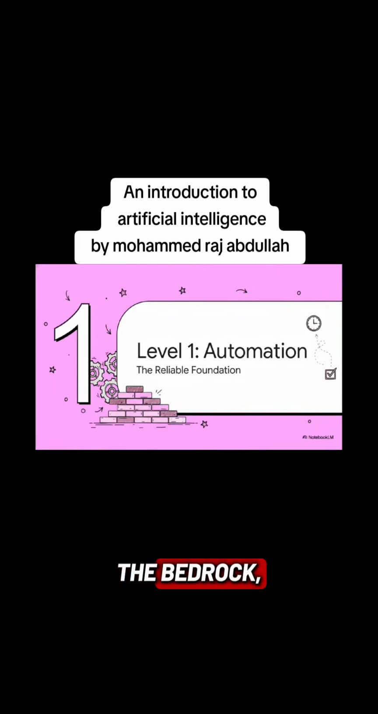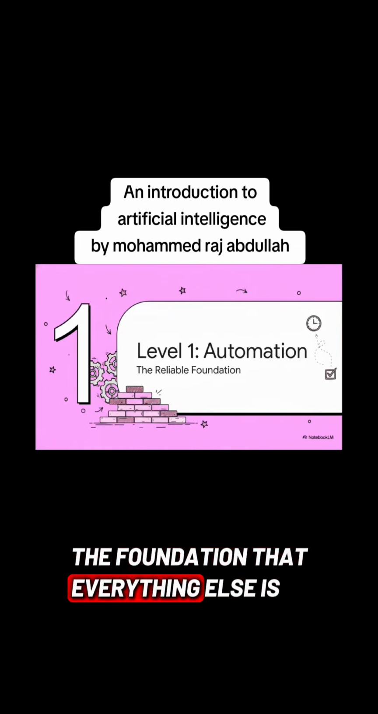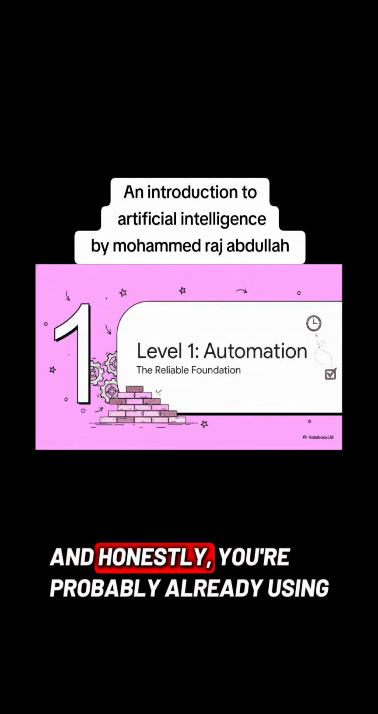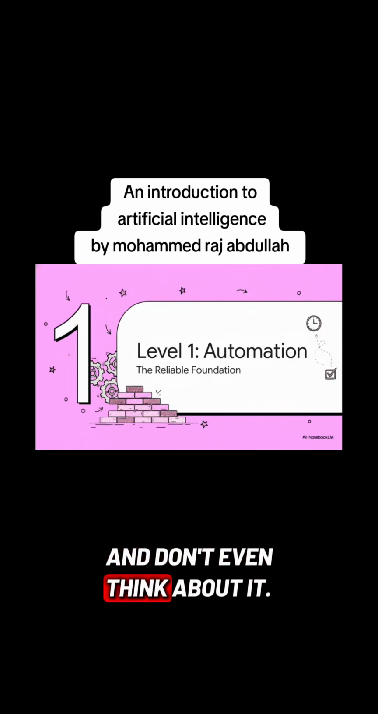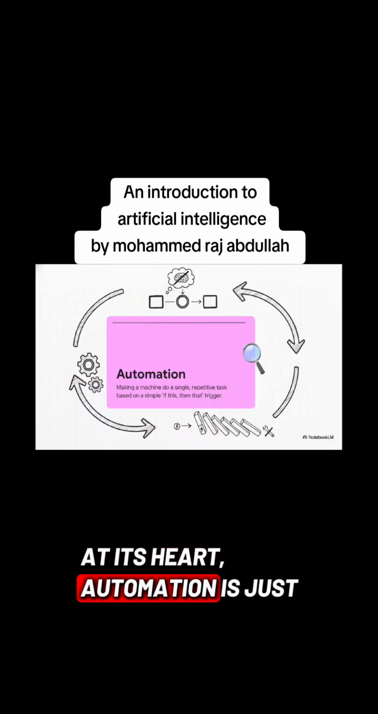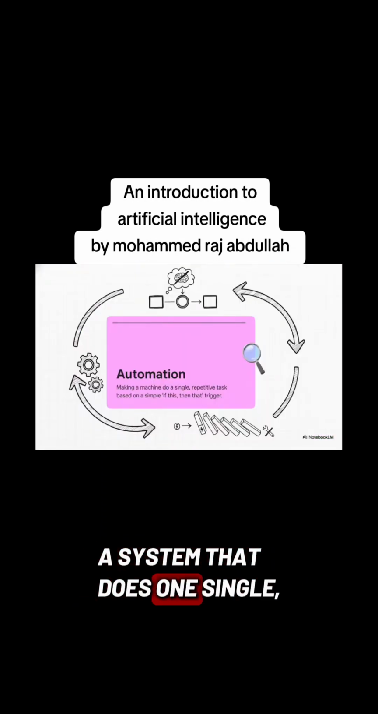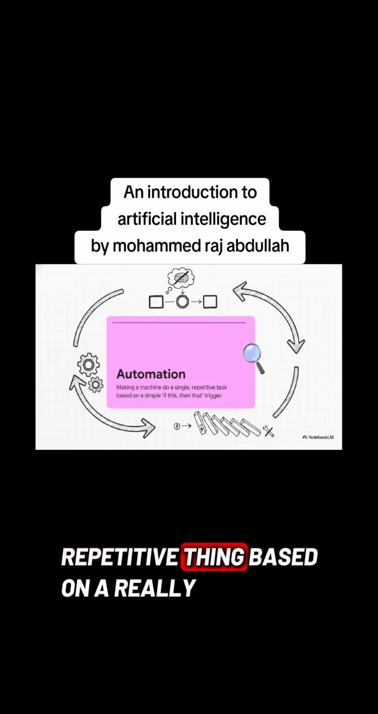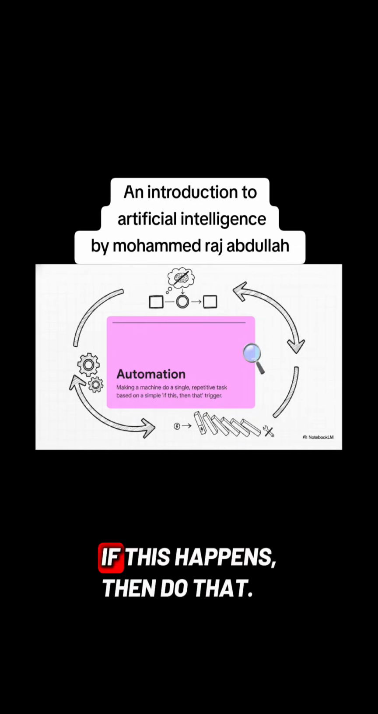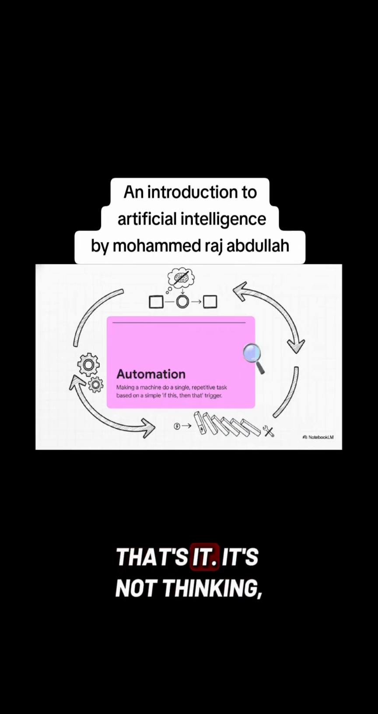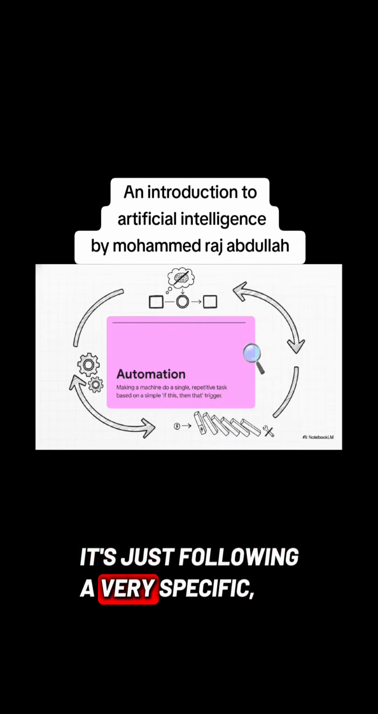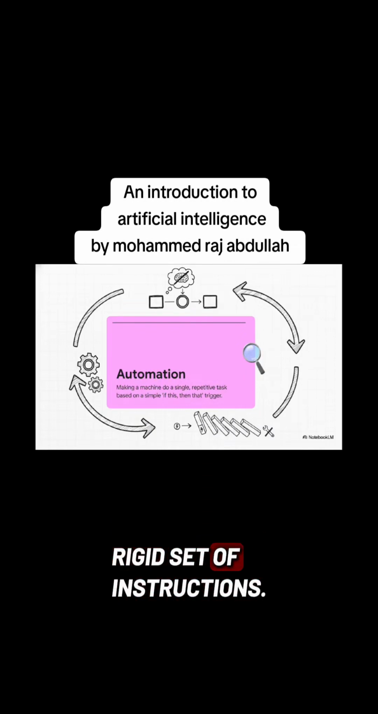Think of this as the bedrock, the foundation that everything else is built on. And honestly, you're probably already using this stuff all the time and don't even think about it. At its heart, automation is just a system that does one single repetitive thing based on a really simple rule. If this happens, then do that. A trigger goes off and a pre-programmed action follows. That's it. It's not thinking, it's just following a very specific, rigid set of instructions.